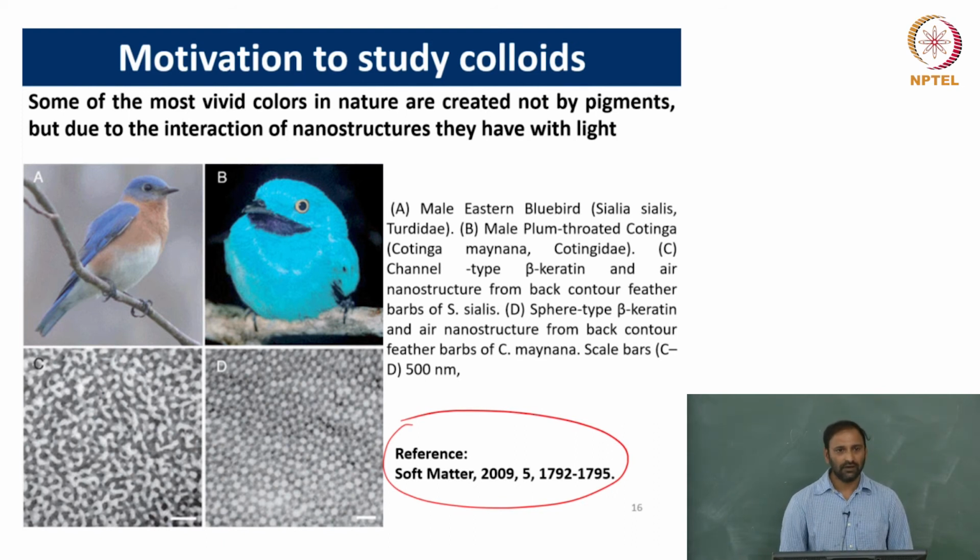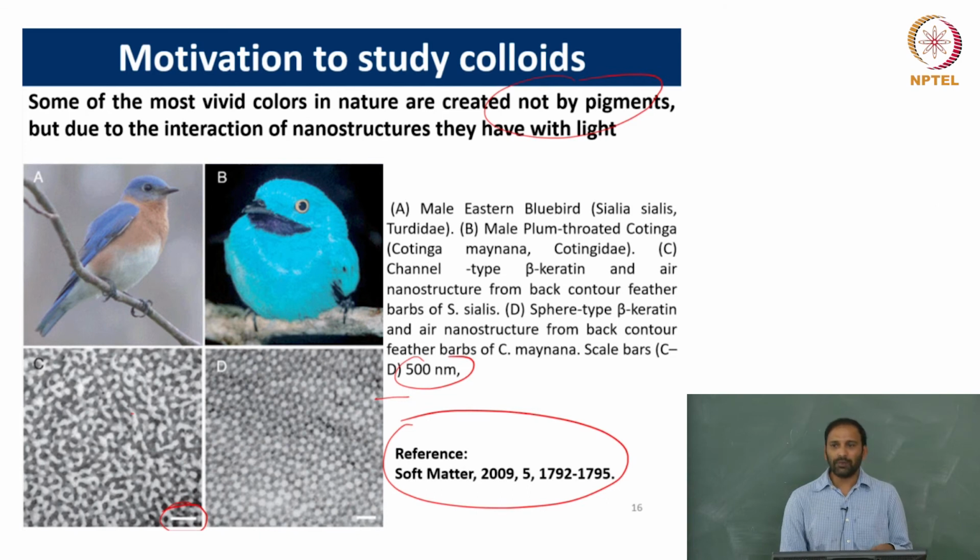These are 2 birds, both of which are bluish in color. One is light blue, and the other one is slightly different. If you look at the feathers of these birds, they have different structures. Here the length scale is about 500 nanometers, and these small dots are definitely sub 100 nanometer in length scale. So the interaction of light with such structures, whose size is smaller than the wavelength of visible light, is what leads to such colors. This is an example of what is called structural color, which is not created by pigments, but by the way these nanostructures interact with light.